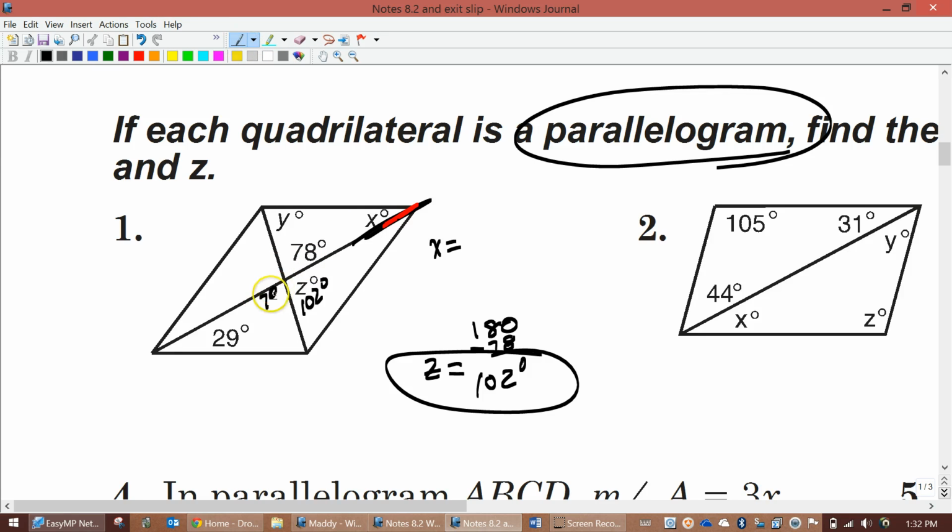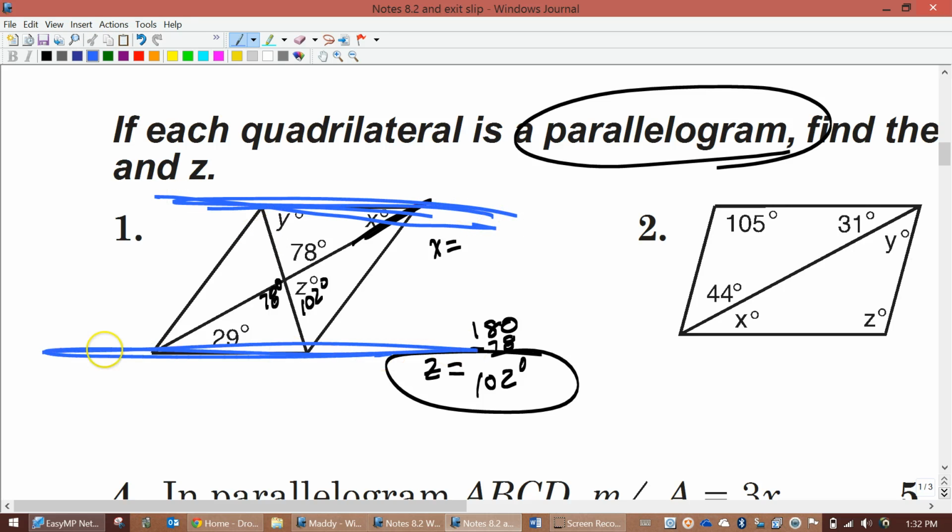So a suggestion is that 78. Yes, that's 78. A quicker way to get there is that x is actually 29. Why is x 29? You have to understand the logic. This and this are parallel since it's a parallelogram. That is a transversal. That means these two are alternate interior angles, so x is also 29.